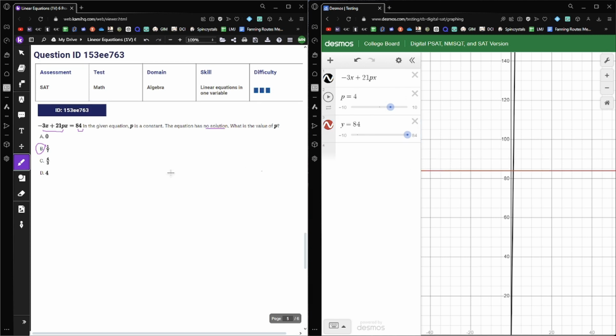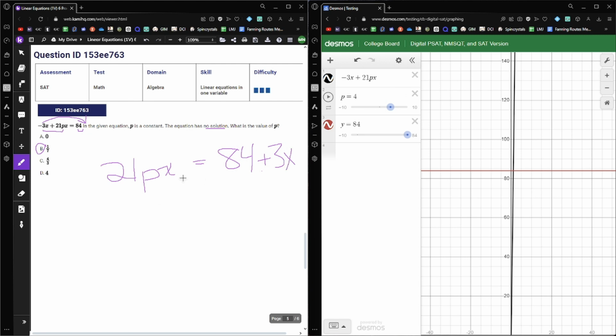Alright, I did just say this question is a little bit different than the other ones we've been doing because there's no x value on the right side. But if you really wanted to do it like we've been doing for the past few questions, all you have to do is move this x value on over. Of course you can move 21px if you wanted to, I just moved this one because it's already negative. So it would look like 21px is equal to 84 plus 3x.